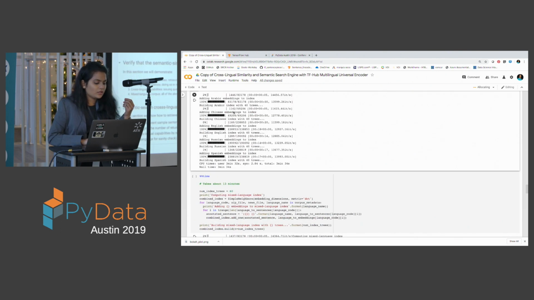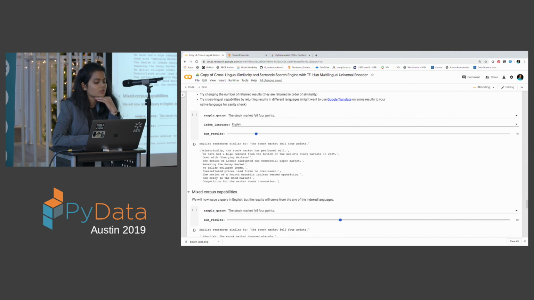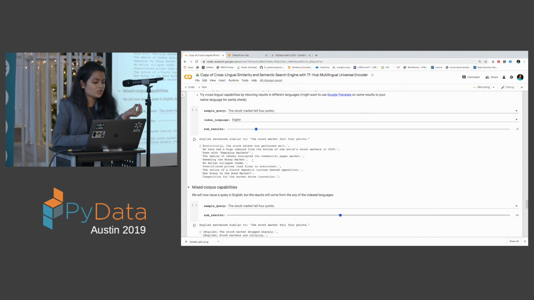The implication would be that, say you're searching for "the stock market fell 4 points." If you're only searching in English, it returns sentences like "Historically, the stock market has performed well," and things like that. So basically, a semantic similarity search.